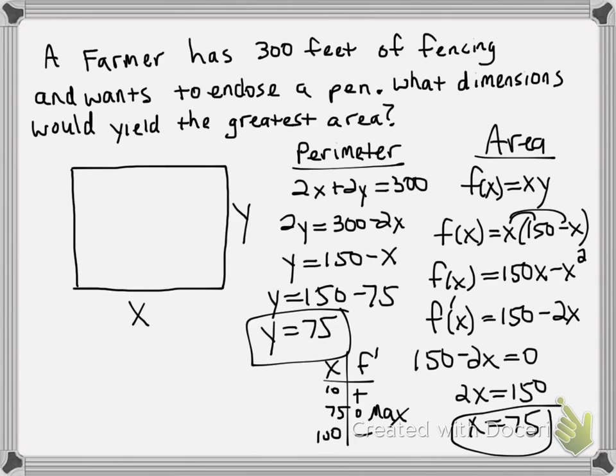So in order for us to use that fencing properly and also to maximize that area, we have to have 75 feet of fencing along every single side. So it ends up becoming a square. All right, but that's another way that we can optimize using two different equations. We had to come up with these two equations and then use them properly.